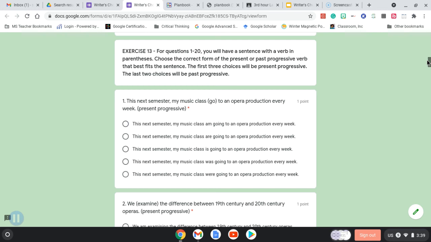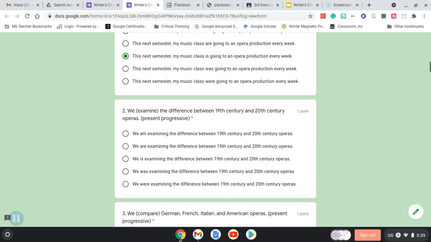So this next semester, my music class am going to an opera production every week. This next semester, my music class are going to an opera production every week. This next semester, my music class is going to an opera production every week. Is going makes the most sense.